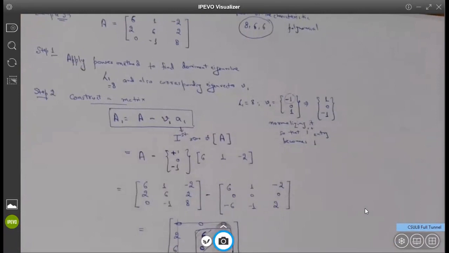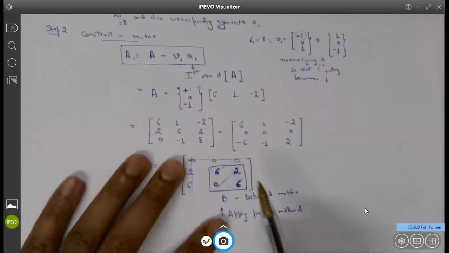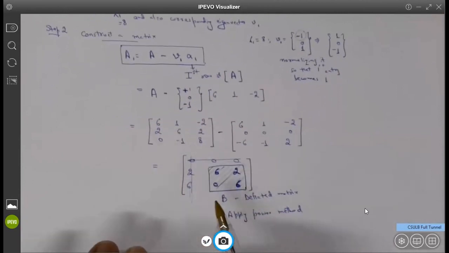Does that make sense, guys? I have a question, Professor. Yeah, go ahead. If we start with a 4x4 matrix, our deflated matrix will be 3x3. Yes, that will be 3x3. So you have to apply the power method to the 3x3 matrix. And that will give us all the rest of the eigenvalues?